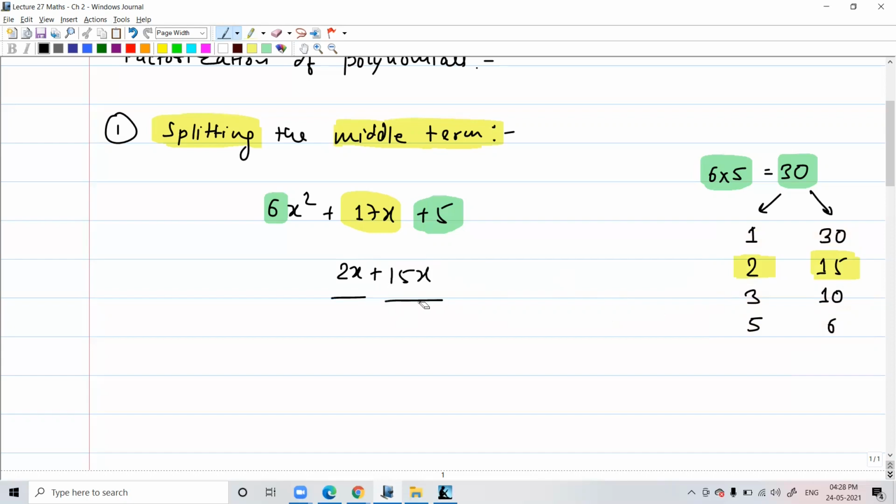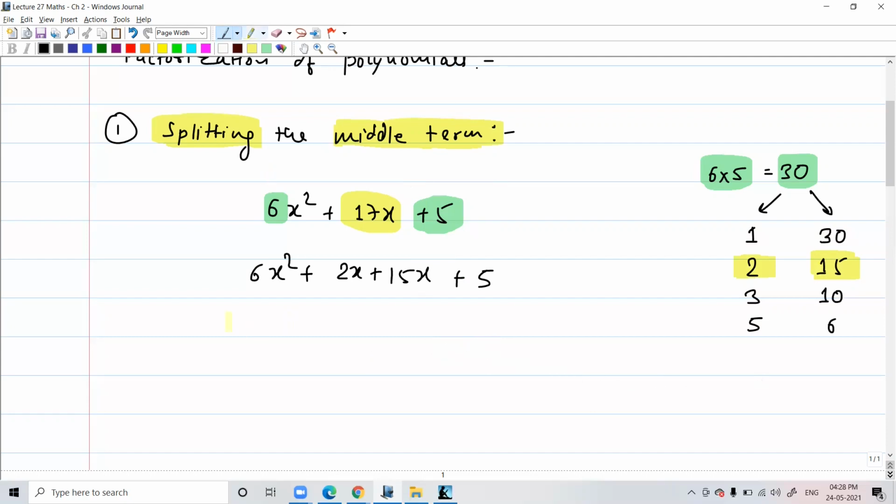2x and 15x. Okay, and then write the remaining terms as it is. So the first term, of course, is 6x squared, then 2x plus 15, and the last term will be plus 5. So tell me, everyone is okay with this step up to this? Yes, sir.